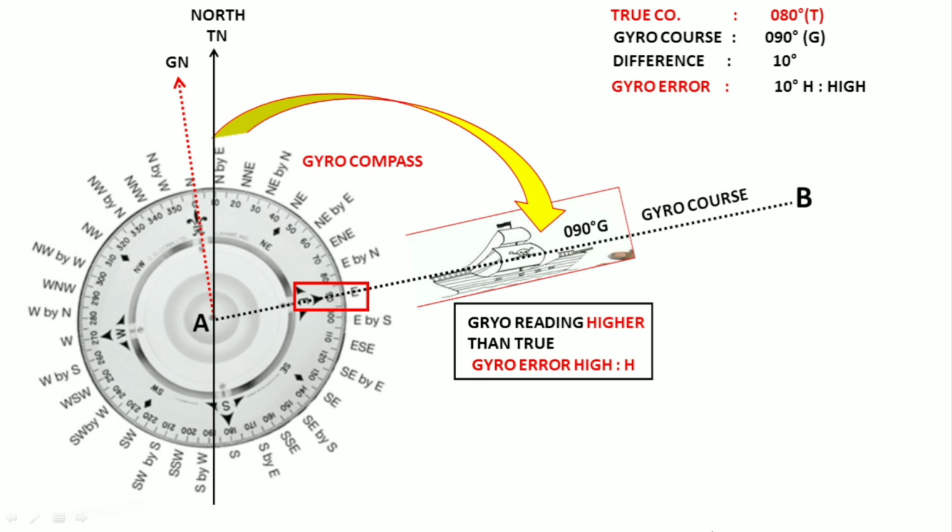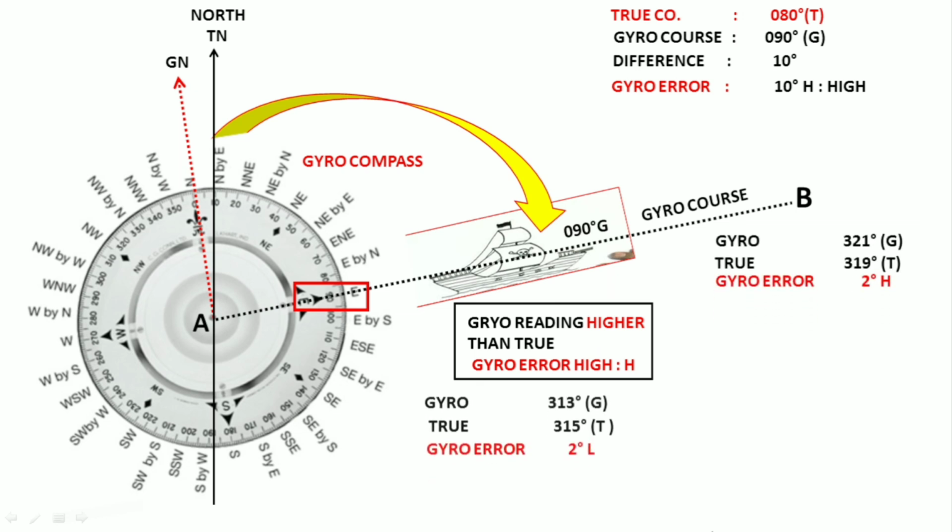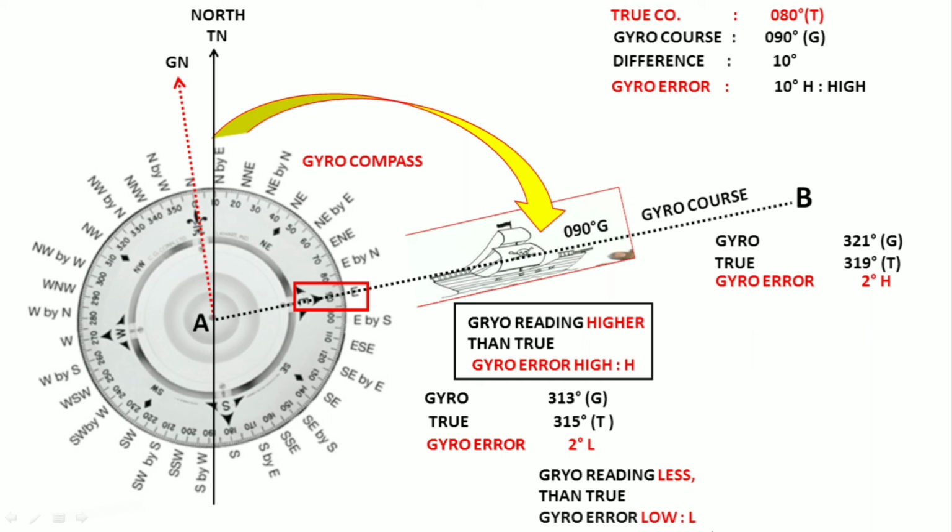So gyro error: if the gyro is reading higher than true, the error is high. And if it is less, then it is low. Thank you. I'll continue with compass error next. Till then, take care.